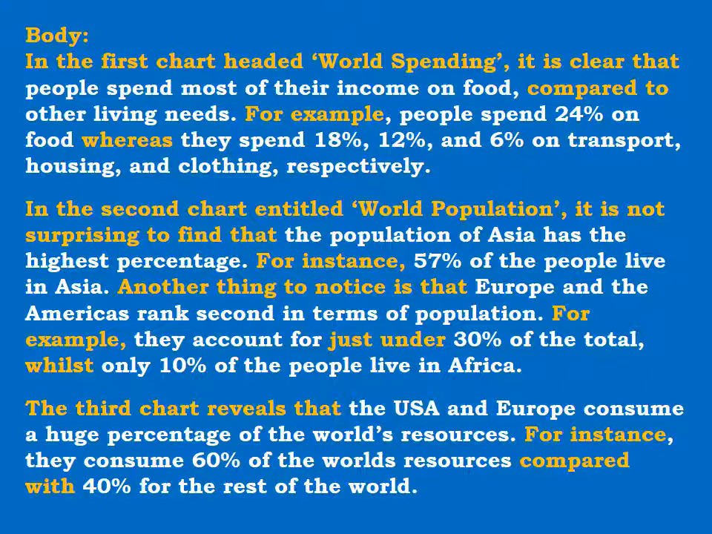Now talking about the third pie chart. The third chart reveals that the USA and Europe consume a huge percentage of the world's resources. You remember again we stopped there and we said that the USA and Europe consume 60% compared to the rest of the world. So here the USA and Europe consume a huge percentage of the world's resources. Details, for instance, they consume 60% of the world's resources compared with 40% for the rest of the world.